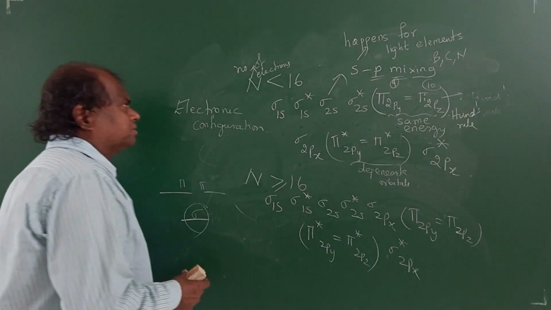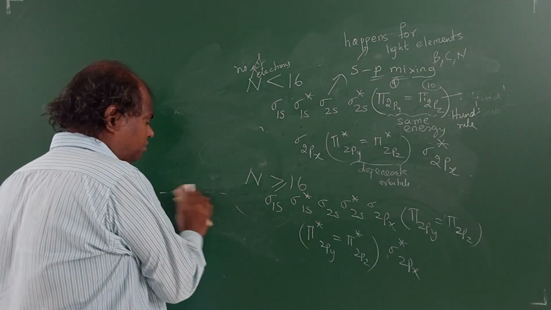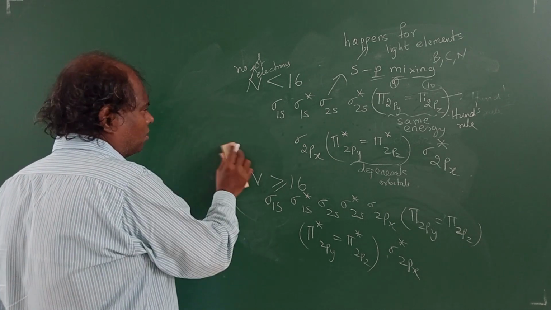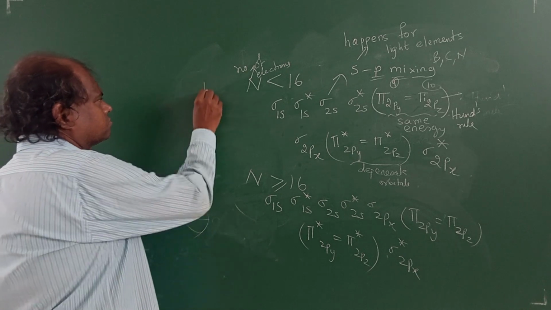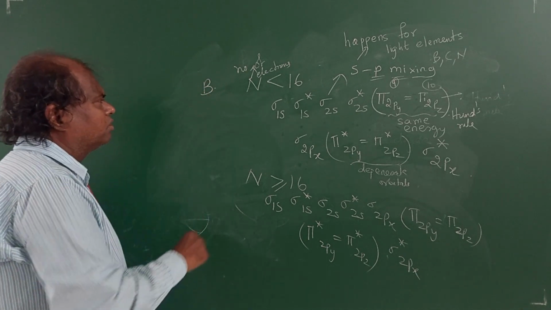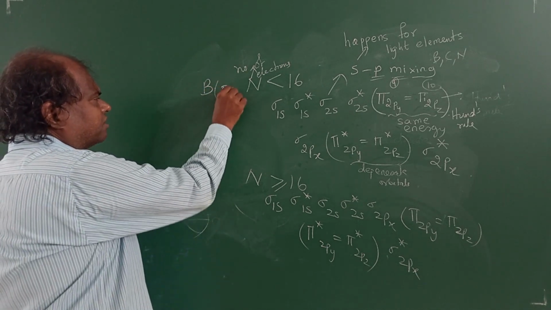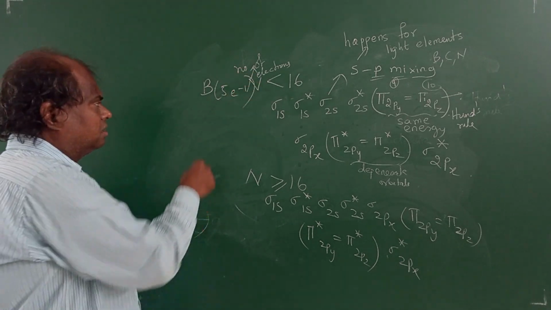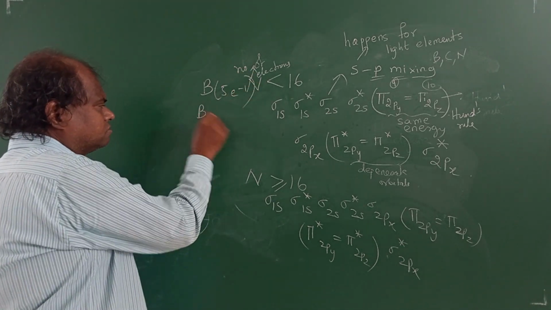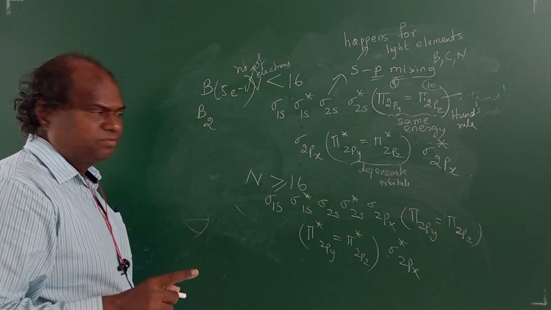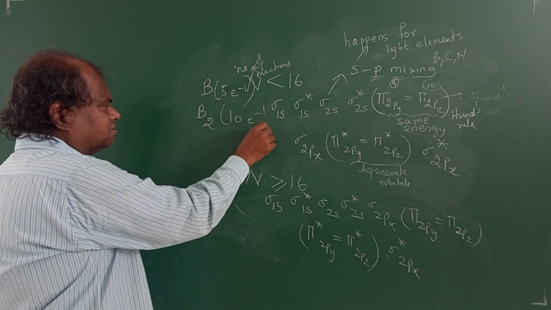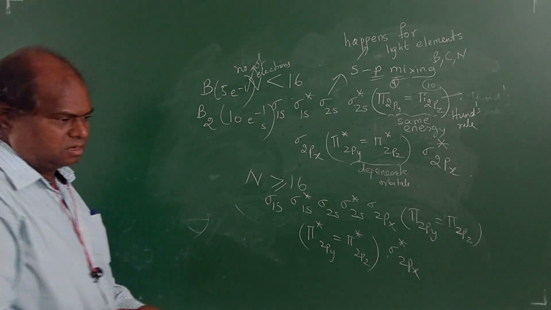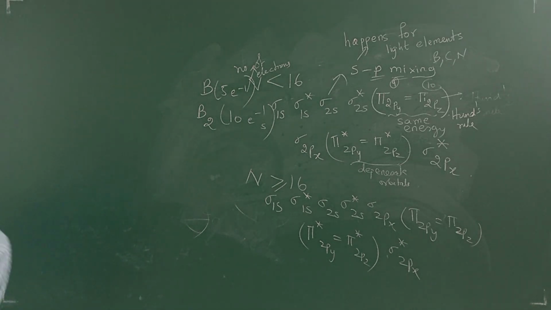Now we'll take some examples. Let's take some very crucial examples. Let's take boron. Okay, students, boron has 5 electrons. If you take B2, boron has only 5, so B2 will have 10 electrons. How much? It will have 10, right?